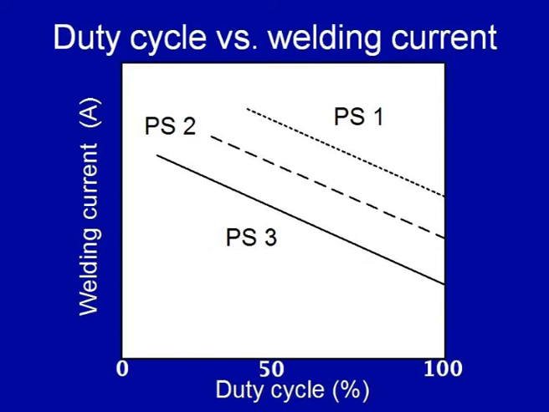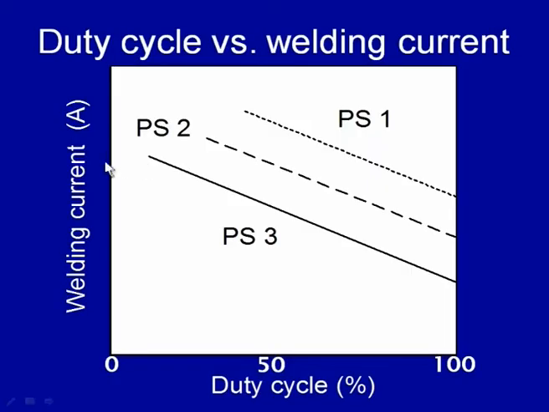For example, if we see here, the y axis shows the welding current that we can draw, and the x axis shows the duty cycle at which we can work. At 100% duty cycle, we can draw a very low level of current for a given power source, and this varies linearly. If we keep on decreasing the duty cycle, then the welding current at which we can work will keep on increasing. So the higher the duty cycle, the lower will be the welding current which can be used.